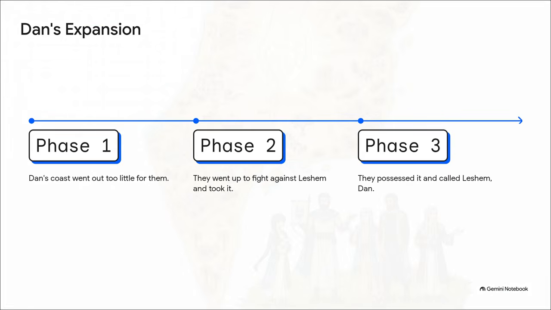Now, the tribe of Dan ran into the exact opposite problem. Their coast went out too little, meaning they simply ran out of room. So what did they do? They took a much more aggressive approach. They actually marched off, fought against a city called Leshem, conquered it with the edge of the sword, and renamed it Dan, right after their father. Problem solved. Though, yeah, maybe not the most traditional zoning adjustment you'll ever see.